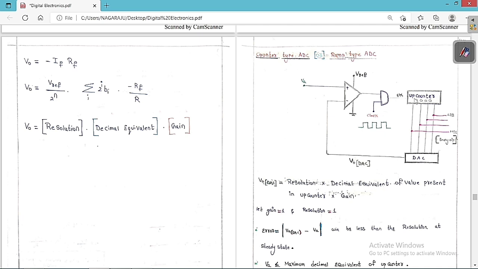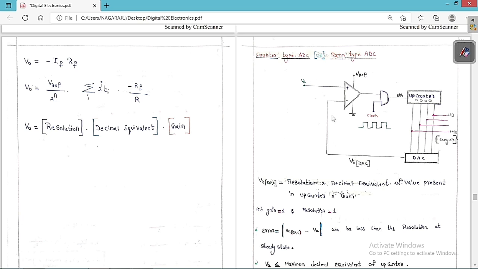Up counter means it is going to count from 0 0 0 0, 0 0 0 1, 0 0 1 0, that is, it increases the count 0, 1, 2, 3 like that. This bit we consider as the LSB, and this bit we consider as the MSB. This is called the binary output. Whatever digital output we get, we convert into the corresponding analog voltage with the help of this DAC, because the DAC converts the binary input to an analog voltage, which is V0 of the DAC.